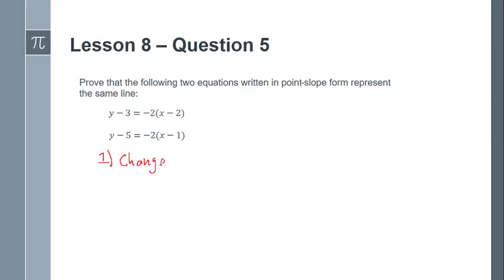So let's convert them into slope-intercept form. That'd be one way to do it. So for example, in this top equation that's in point-slope form right now, I can go ahead and simplify it and get the y by itself. That's what we mean by getting it in slope-intercept form. So I'm going to distribute that -2, and then I would have that y minus 3 is equal to -2x plus 4.